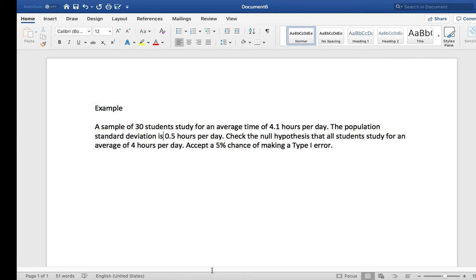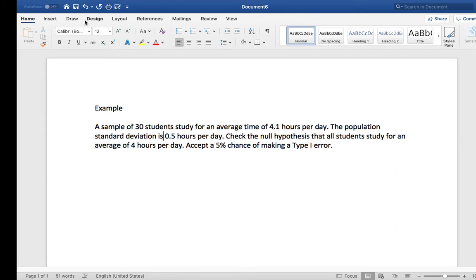So now we will do this example on hypothesis testing. Example: a sample of 30 students study for an average time of 4.1 hours per day. The population standard deviation is 0.5 hours per day. Check the null hypothesis that all students study for an average of 4 hours per day, accepting a 5% chance of making a type 1 error. So that's all the information we need to do this question.